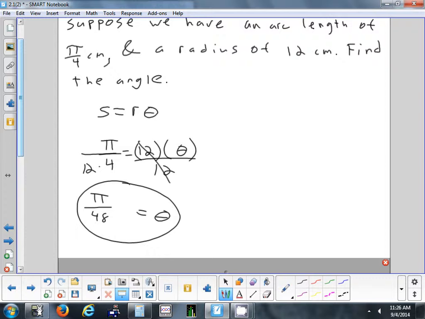Pi over 48 is a radian. If you look at my answers and it's a multiple choice question, and they're all in degrees, you would have to convert that to a degree to make it match my answer. All right. Any question on that? Okay, so just be careful with that. Look at the units, look at the label on the answers. And if it's in degrees, you got to convert it.